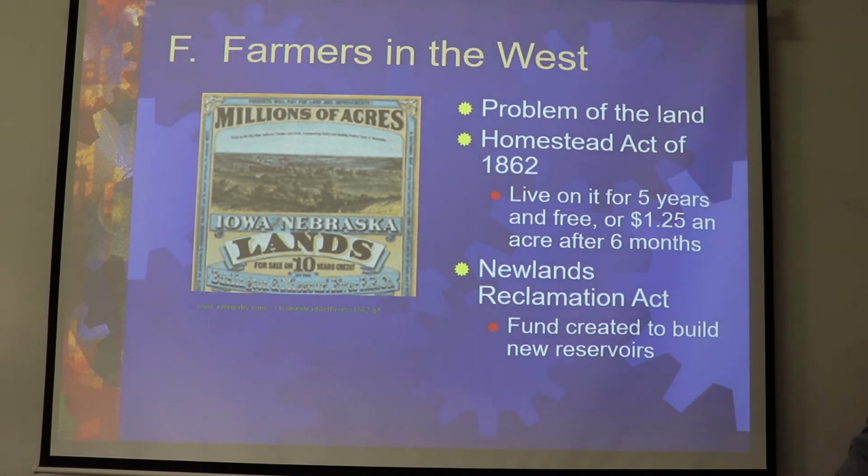Now then, later on, to help the farmers out there with like irrigation and stuff like that, they passed the Newlands Reclamation Act, which was funded by these sales that built new reservoirs. And reservoirs like the Boulder Dam, the Roosevelt Dam, and others were part of that Newlands Reclamation Act that got the funding that way.